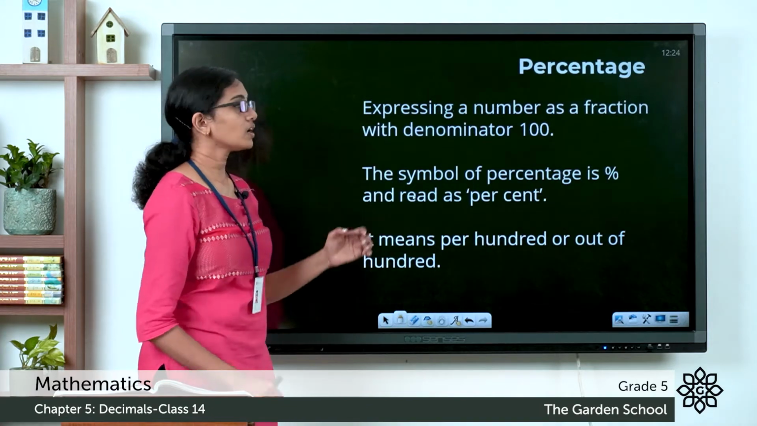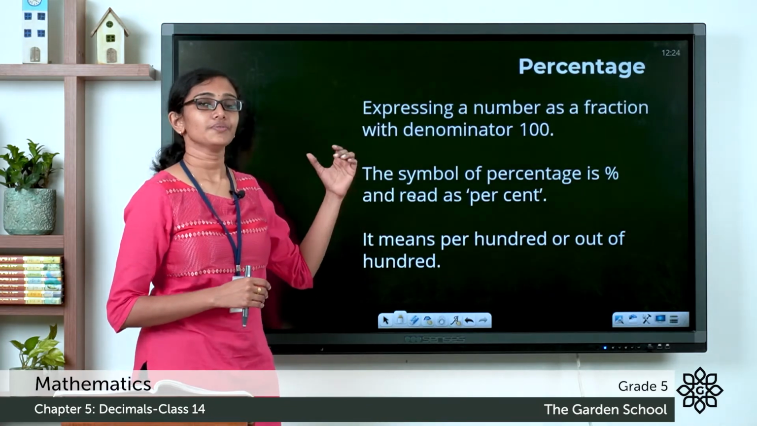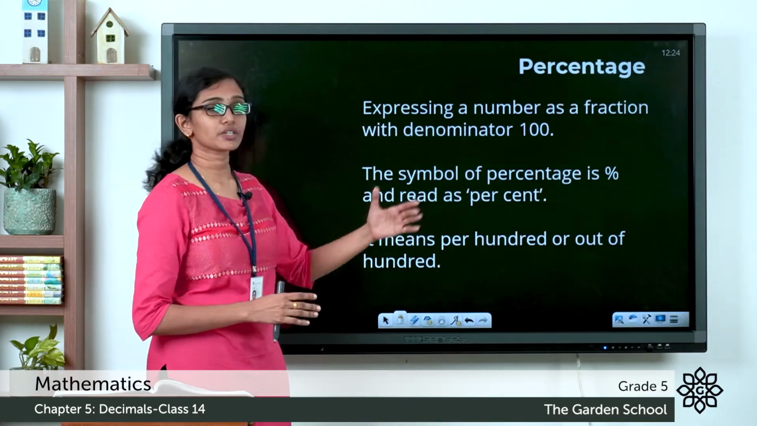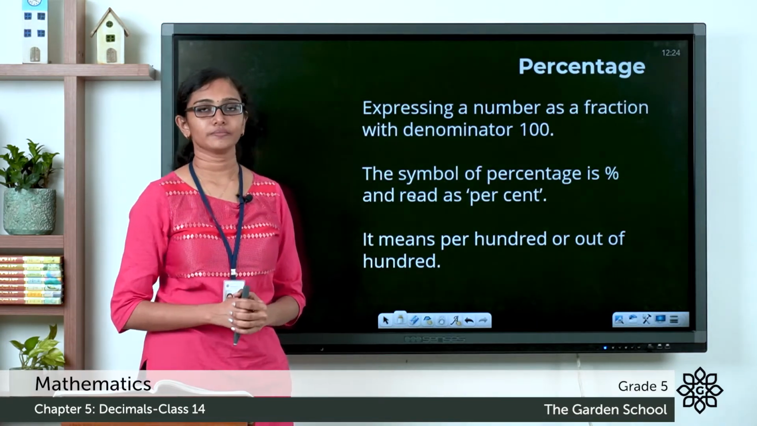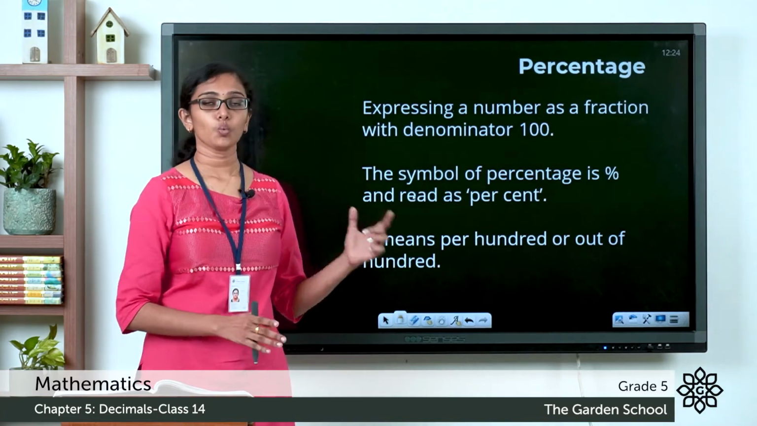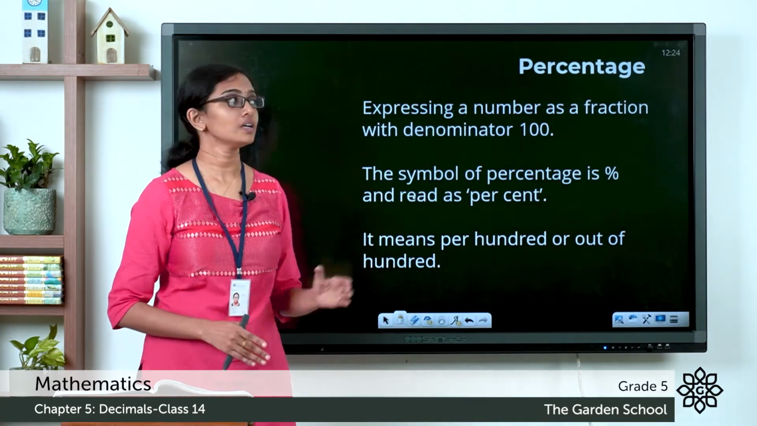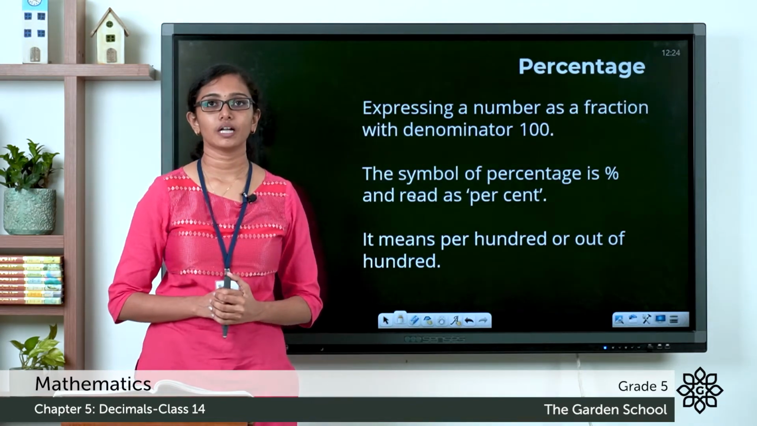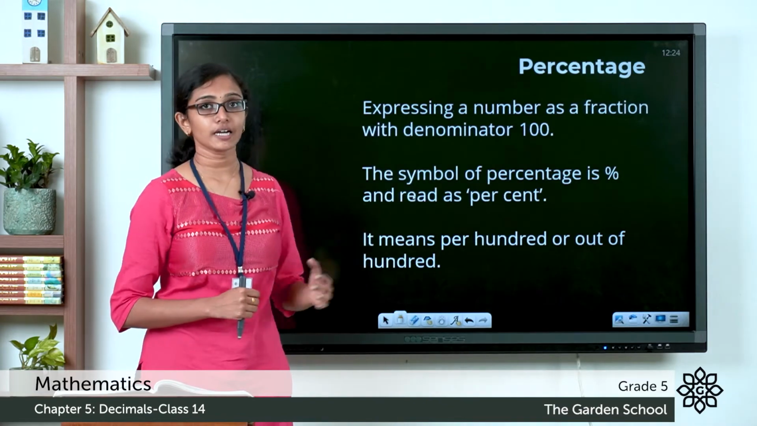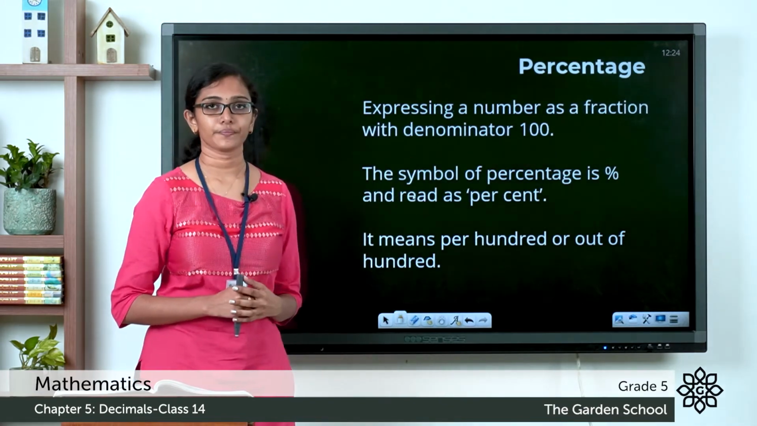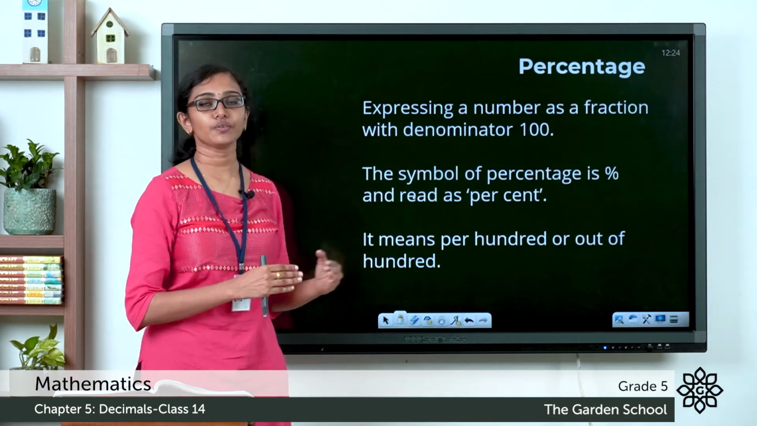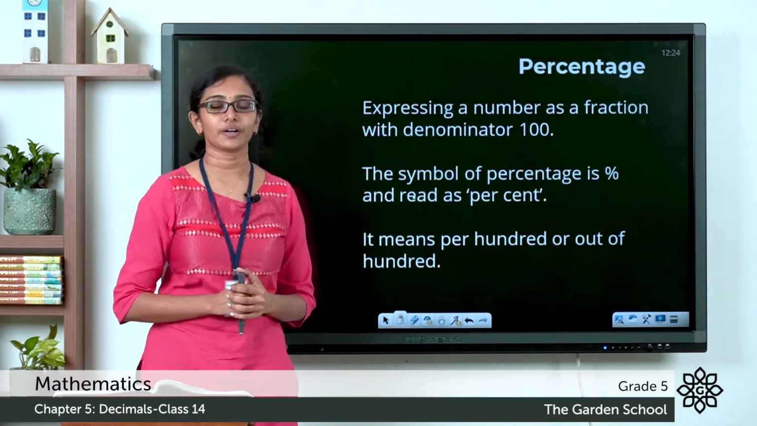See, in all these cases, we expressed the number of boxes shaded as a fraction with denominator 100, right? So when you express a number as a fraction with denominator 100, it's called percentage. The word percentage comes from the Latin word per centum, where centum means 100. So when you say percentage, it means per 100 or out of 100.